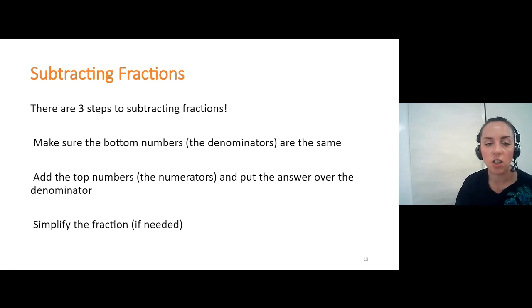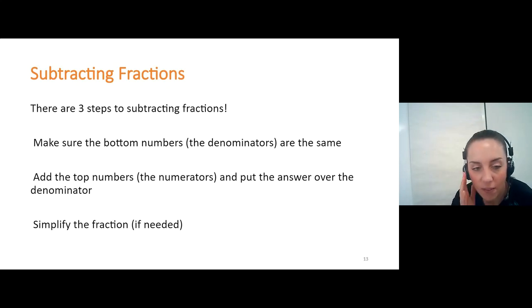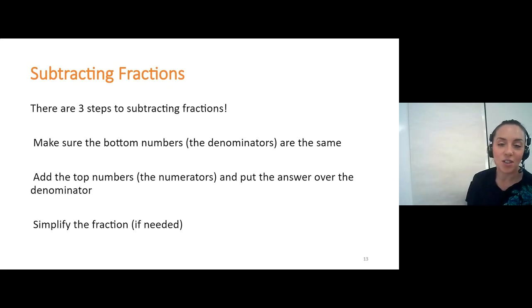So, subtracting fractions. There are 3 steps to subtracting fractions. Make sure the bottom numbers are the same. Oh gosh, I've left add in there. Subtract the top numbers.